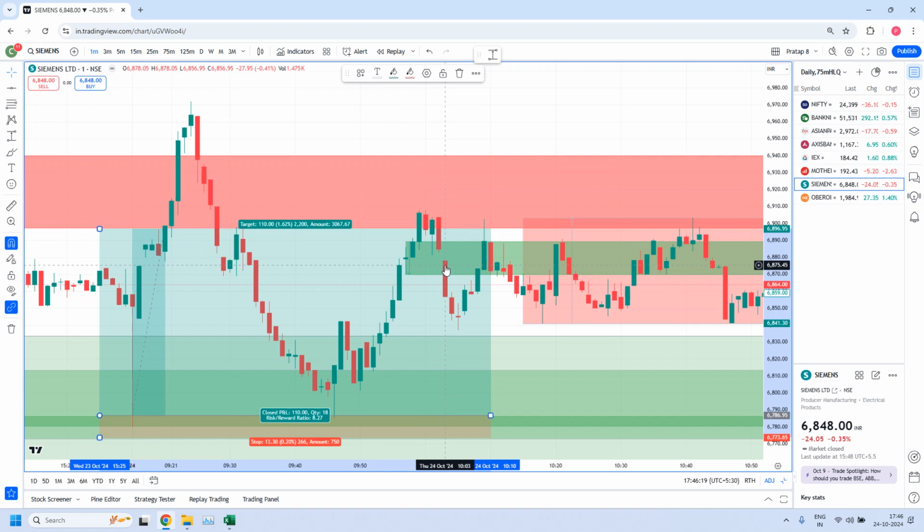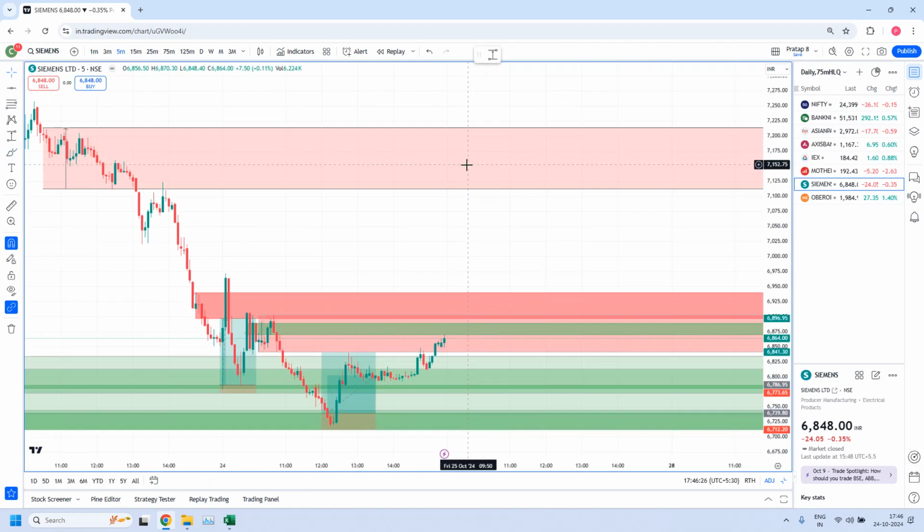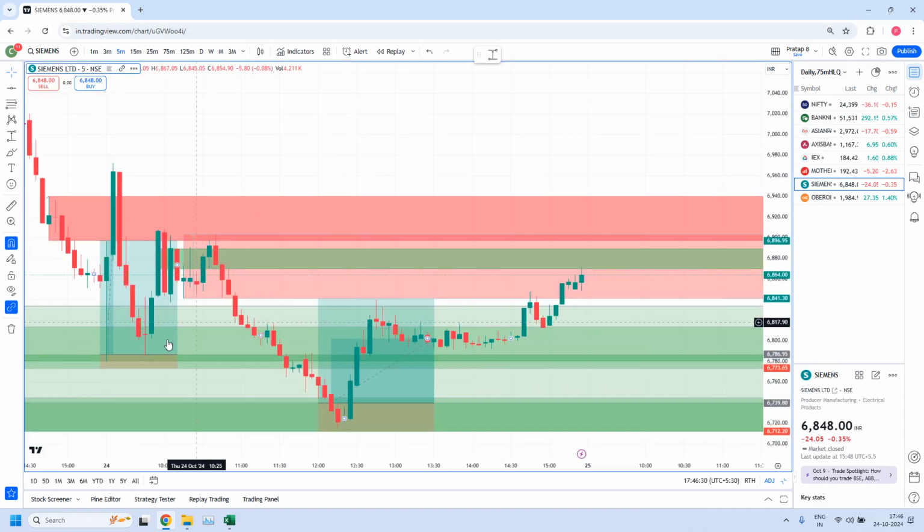Sometimes you take 5 minute zones. You go to the 5 minutes time frame. If any 5 minute zones are there, probably you have to keep them. But anyway, here there are no 5-minute zones.